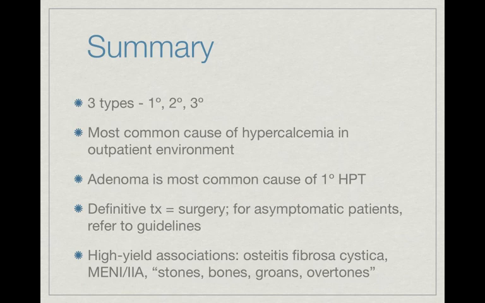So a summary, 3 types of hyperparathyroidism: primary, secondary, tertiary. It's the most common cause of hypercalcemia in the outpatient environment. So if you see hypercalcemia, definitely have hyperparathyroidism high on your differential. Think adenoma in 85% of the cases of primary hyperparathyroidism. Definitive treatment is surgery. Medical treatment for those who can't go to surgery, and for asymptomatic patients, refer to the guidelines. High-yield associations and buzzwords: osteitis fibrosa cystica, MEN1 and 2A, and stones, bones, groans, and psychiatric overtones for your mnemonic for remembering the clinical presentation of hypercalcemia.